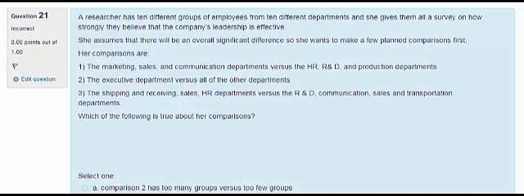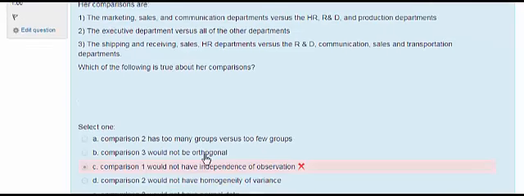Okay, number 2, comparison 3 would not be orthogonal. So orthogonal means that the comparisons are independent and non-overlapping. That means if you had one group in both of the sides that you're comparing, you're violating the orthogonality, and I think that's the correct answer. Let's look at this. Comparison 3, we have sales in the first group, and we have sales in the second group. So that means this comparison 3 would not be an orthogonal comparison.